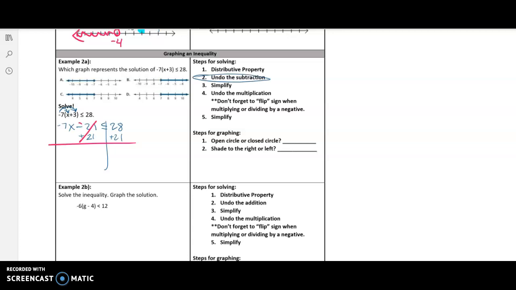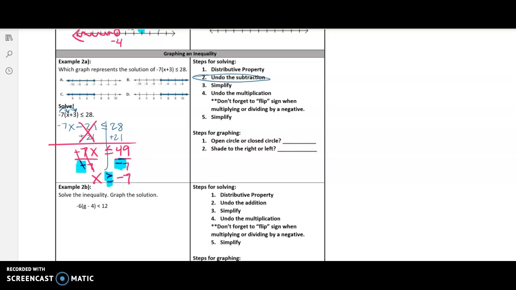And that's going to cancel out my 21s. And I have -7x is less than or equal to 49. Now I have to divide by a -7 on both sides to get rid of that -7. And when I divide by a negative on both sides, that is going to flip my inequality to the opposite direction. So x is greater than or equal to -7.